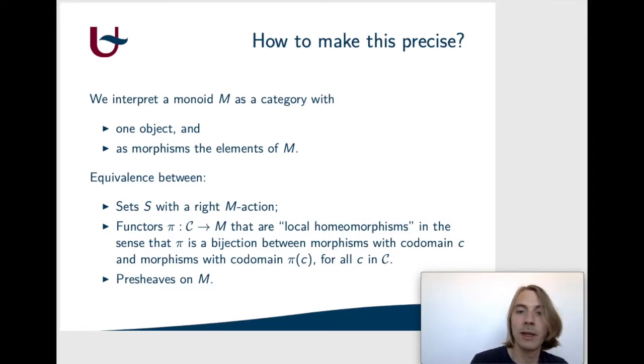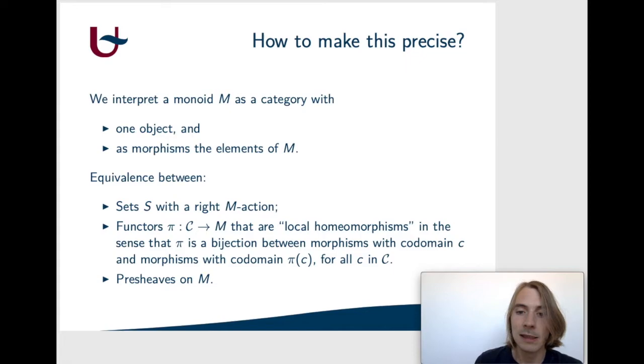We can look at the monoid M as a category with one object, and as morphisms of the category, you take the elements of the monoid M. And using this interpretation, there's an equivalence between sets S with the right M action and functors pi from a category C to the category M. And these functors should be local homeomorphisms in the sense that this pi is a bijection between morphisms with codomain C and morphisms with codomain pi of C for all objects C of this category C.